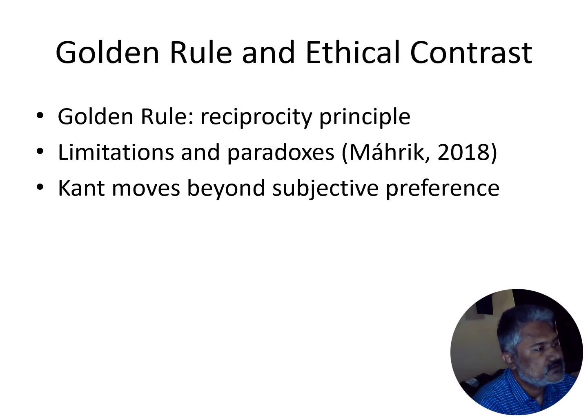It is helpful to contrast Kant's framework with the Golden Rule, which instructs individuals to treat others as they would like to be treated. Maharik, 2018, argues that the Golden Rule can produce paradoxes because individuals may have subjective preferences that differ from others. For example, a person who would forgive infidelity might wrongly assume that others would as well. Kant's categorical imperative avoids this problem by grounding morality in universal rational consistency rather than personal preferences.